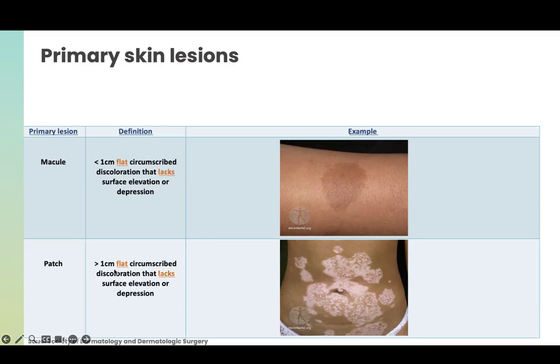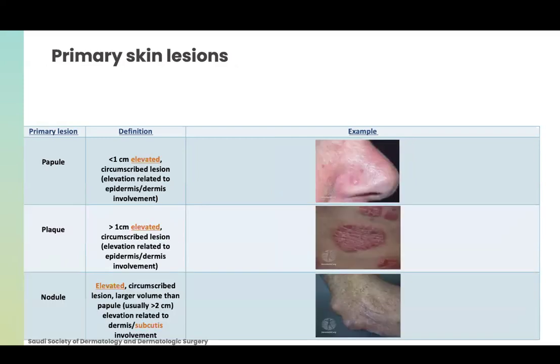The difference between macules and patches is basically size. A macule is less than 0.5 or less than 1 centimeter. A patch is just a bit larger, so it's more than 1 centimeter. Flat, circumscribed discoloration that lacks an elevation or depression. Which takes us to papule. A papule is very similar to a macule. However, it does have an elevation. So it's a less than 1 centimeter elevated circumscribed lesion. The elevation is usually related to changes that occur in the epidermis and dermis. And the difference between a papule and plaque is, again, size. The plaque is just a more than 1 centimeter elevated circumscribed skin lesion.